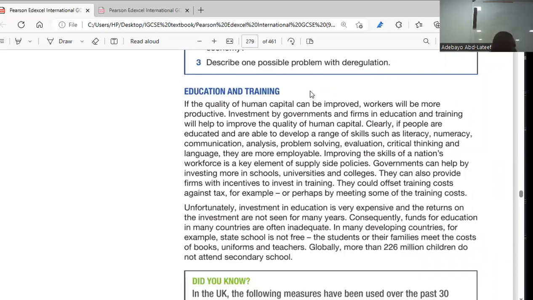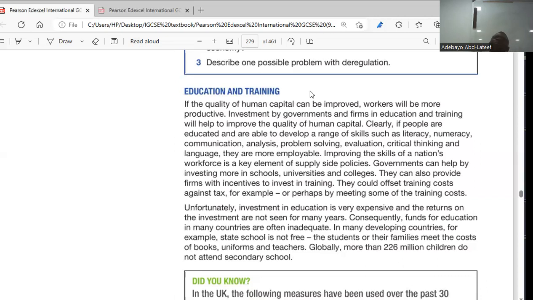So supply side policies also help to improve human capital. Because if human capital is improved, the ability to work becomes easier. The workforce will be a more skilled workforce. They will be able to put up their own quota into the economy. They'll be more skilled.